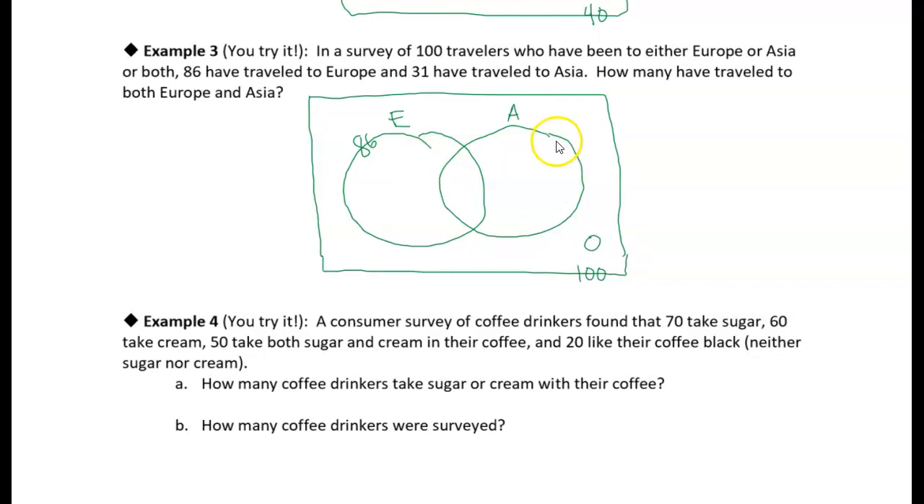We're also told that there are 31 travelers who have been to Asia. Again, I don't know how to divide it up, because some of those travelers may have been to both. But that's actually what we need to figure out, is how many have been to both.